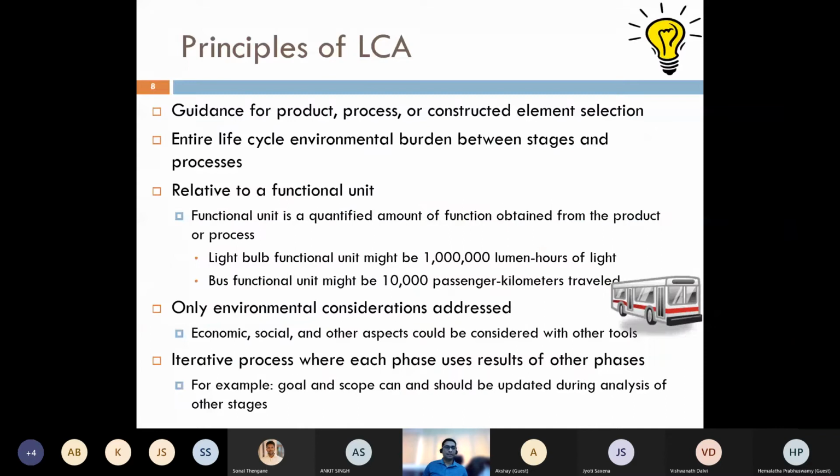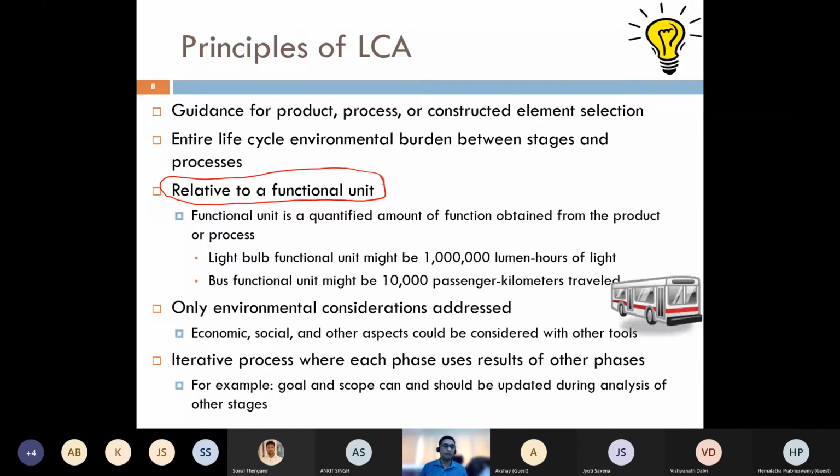So some of the principles of LCAs. It's always relative to a functional unit, which means all the outputs that you're going to calculate would be in terms of some basic unit, which for example could be CO2 equivalent. Whenever we are talking about global warming or climate change, it's in terms of CO2 equivalent. Any amounts of emission that we are releasing in the atmosphere are always in terms of CO2 equivalents.